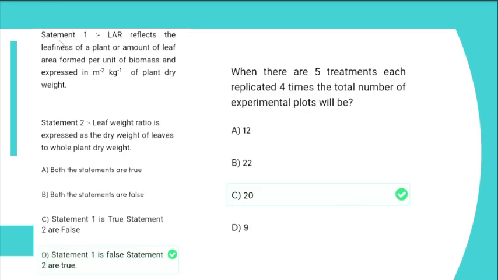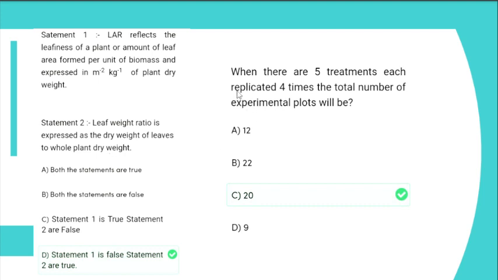Next question. Statement 1. LAR reflects the leafiness of a plant or amount of leaf area found per unit of biomass and is expressed in meter square per kilogram of plant dry weight. Statement 2. Leaf weight ratio is expressed as the dry weight of leaves to the whole plant dry weight. So in this question, statement 1 is false and statement 2 is true. So here option number D will be correct.